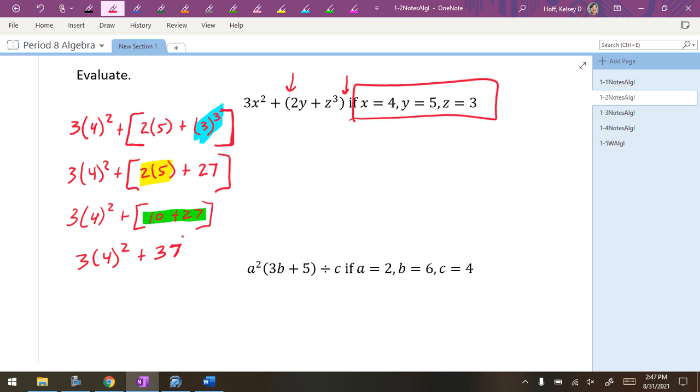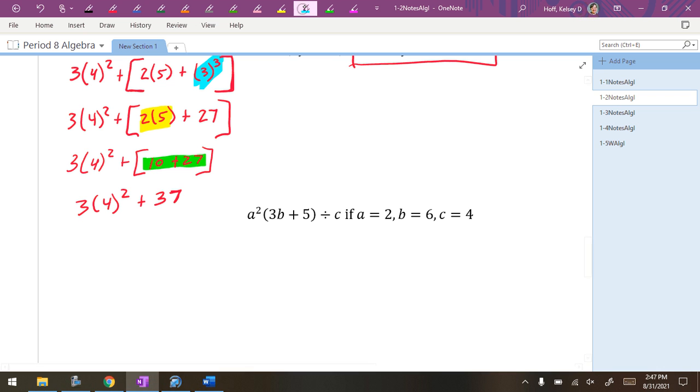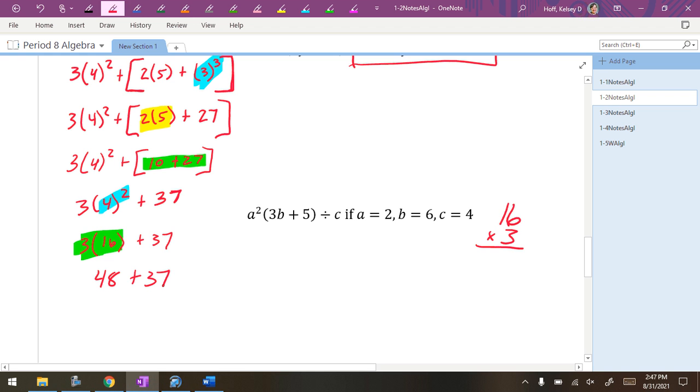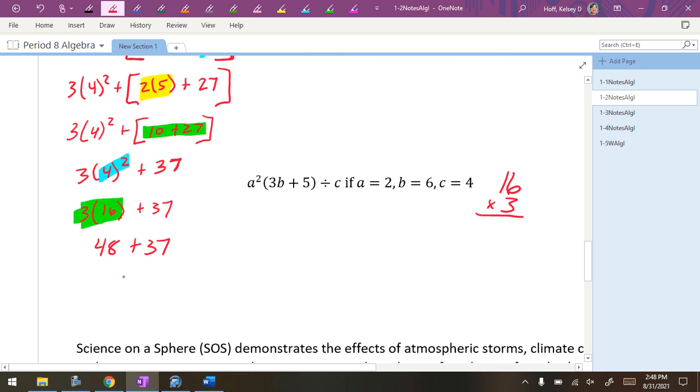Okay? All right, now what's my next thing I'm going to do? Exponents. So my 3 stays. I'm going to leave this in parentheses. 4 squared, 4 times 4, 16. Then I would multiply 3 times 16. Here's one of the times when I said you have to chicken scratch. You may have to go off to the side and put 16 times 3 and multiply that way. It is 48. And then last but not least, 48 plus 37, 85. Ooh, be cautious.